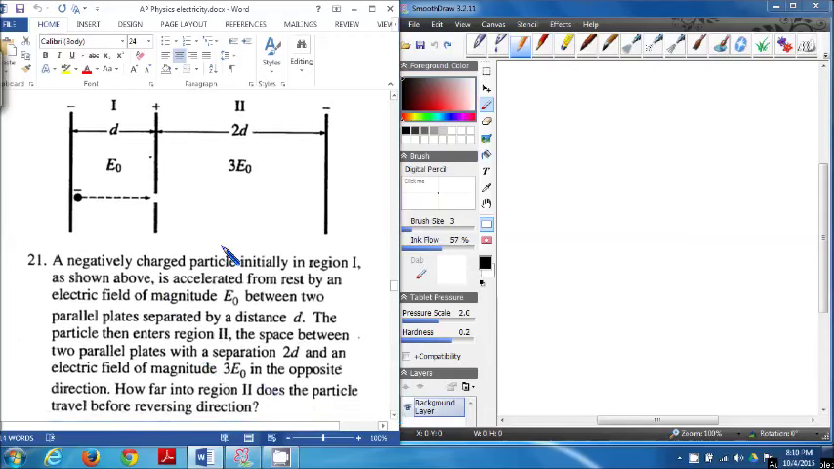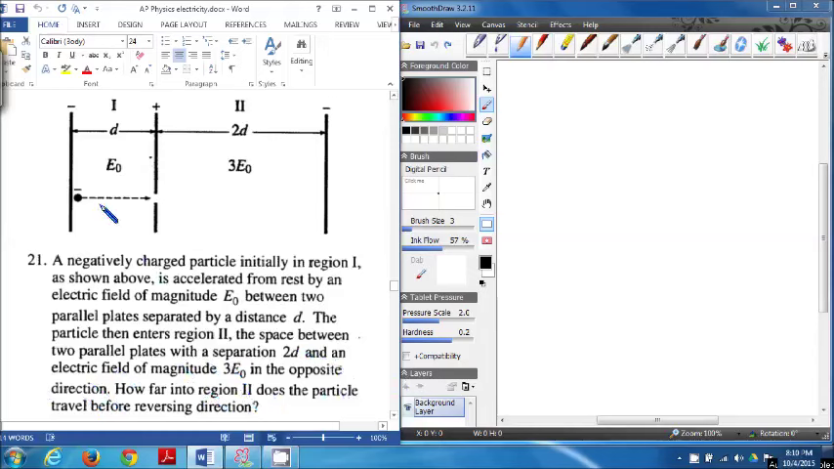This is an interesting problem. A negatively charged particle initially in region 1, as shown above, is accelerated from rest by an electric field of magnitude E0 between two parallel plates separated by a distance d. The particle then enters region 2, the space between two parallel plates with separation 2d and an electric field of magnitude 3E0 in the opposite direction. How far into region 2 does the particle travel before reversing direction?